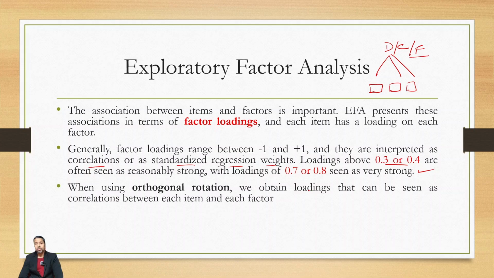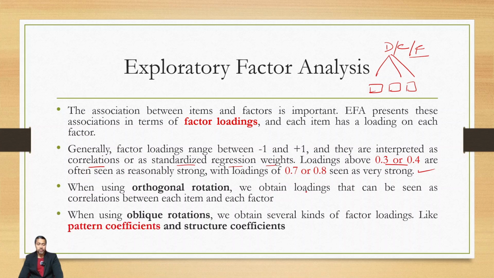When using orthogonal rotation, we obtain loadings that can be seen as correlations between each item and each factor. But when using oblique rotations, you obtain not only one set but two or three sets of loadings. First are pattern coefficients and then structure coefficients. There are two types of coefficients you will get.